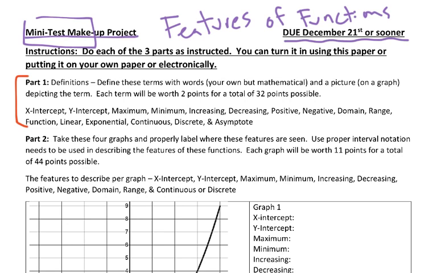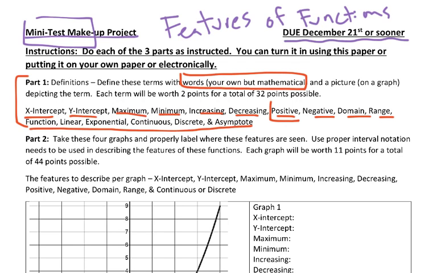The first part is you're going to look up these different features and you're going to define them. Okay, so the way I want them defined is in your own words, but they have to be mathematical, so like positive. You can't say that's being happy because that's not mathematical. Okay, and then a picture of where you would see it on a graph. So it can be a simple graph, and then you would draw a line, and then you would say, okay, this is where it's being positive. Okay, that kind of stuff.